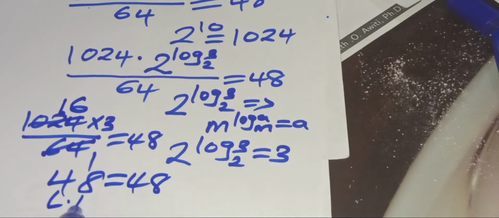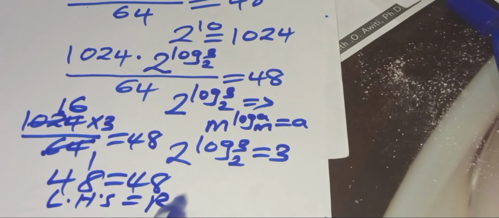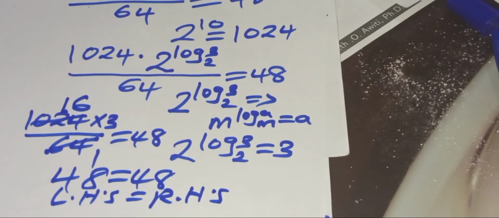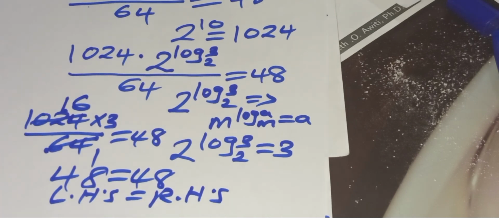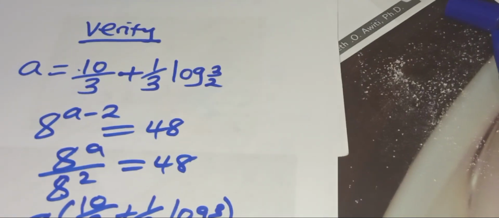So that means the left hand side is equal to the right hand side. And that affirms that the value of a, which is equal to 10 divided by 3 plus a third log 3 to base 2, actually satisfies the equation.